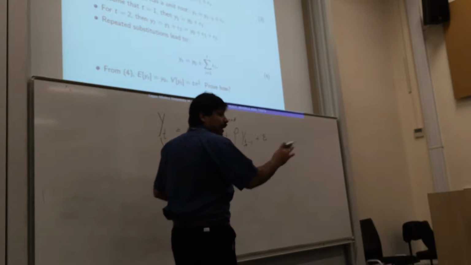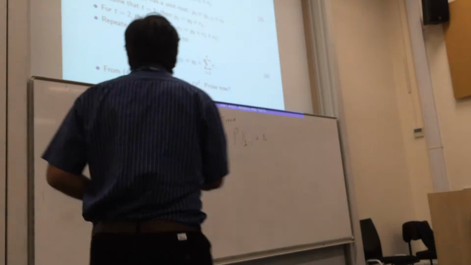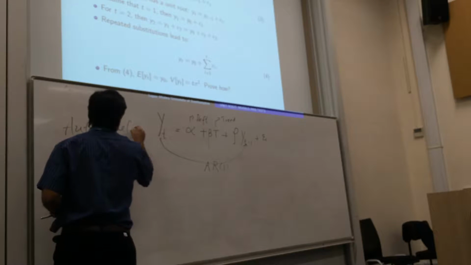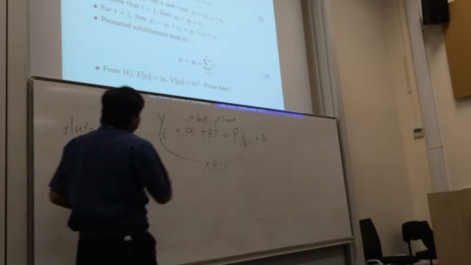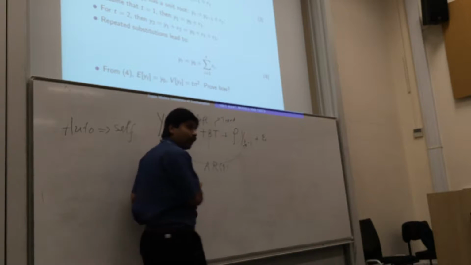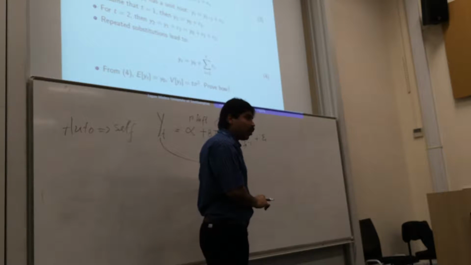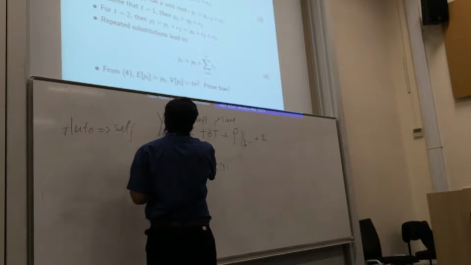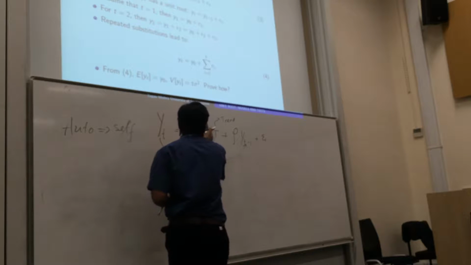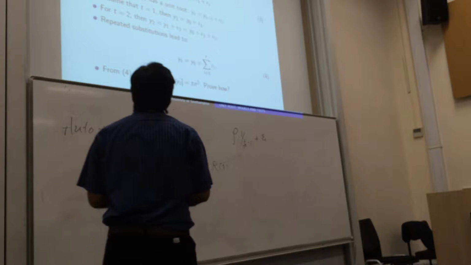Auto means self. Regressive. Do you understand what autoregressive means? The term auto means self, meaning regression on self. So yt minus 1, because I have minus 1 here, I write it as order 1. If I have yt minus 1, then yt minus 2, I write it as autoregressive of order 2. So let me start with a very simple model where I have no drift and no trend.